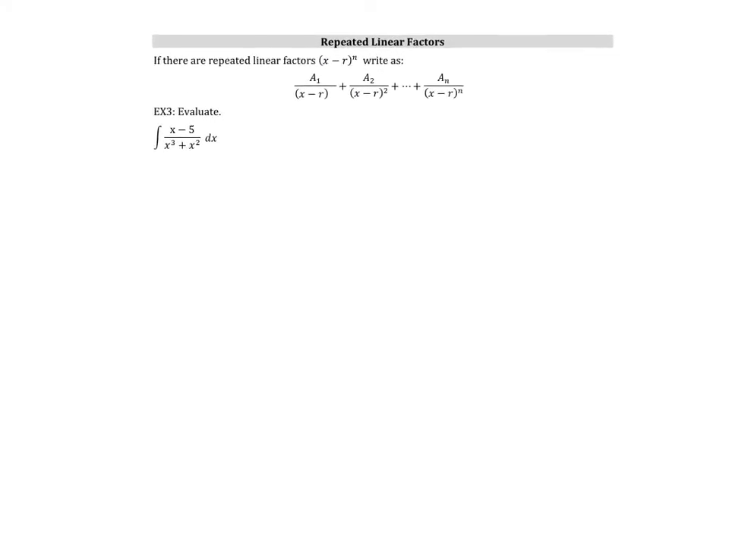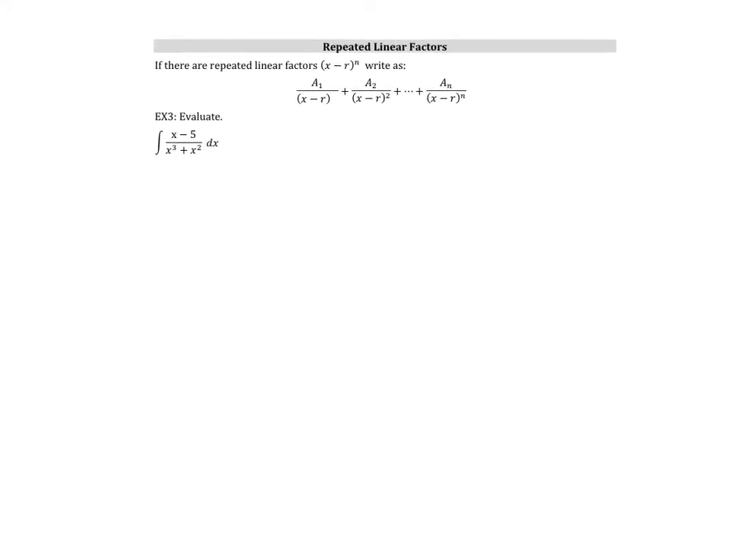So let's look at another example, and in this case we're going to have repeated linear factors. So when you have repeated linear factors, you have to be really careful on how you break it up. Notice that if you had an x minus r and another x minus r, you wouldn't just list x minus r, x minus r. You would do one once and then twice, and so on.